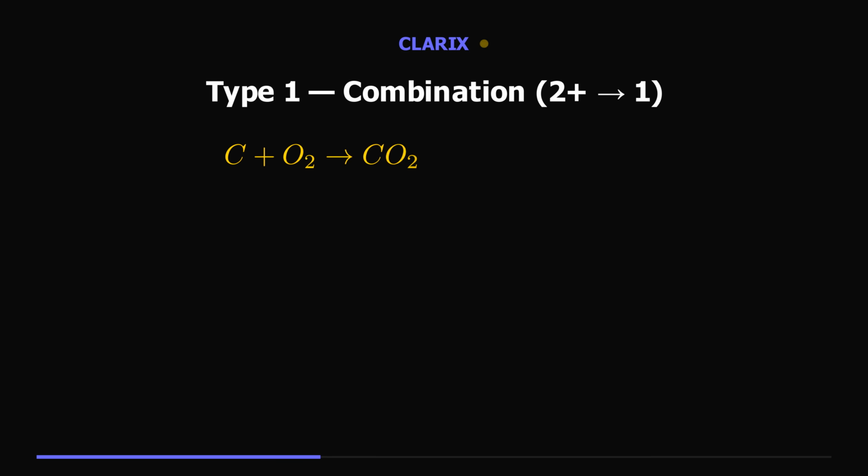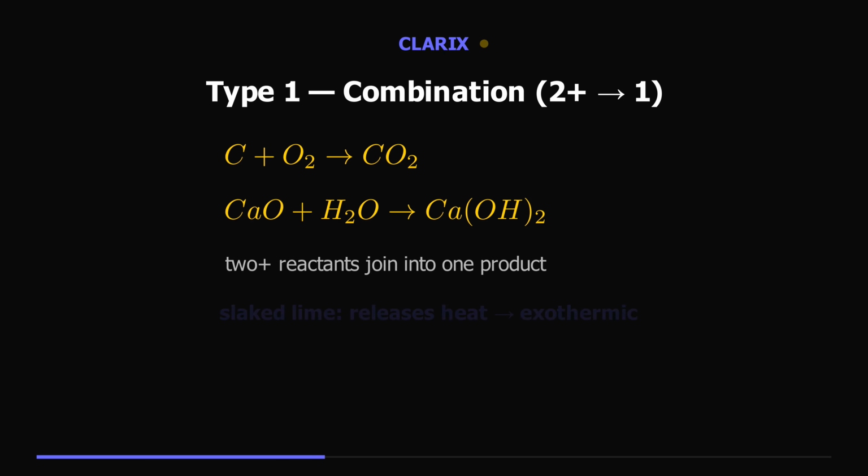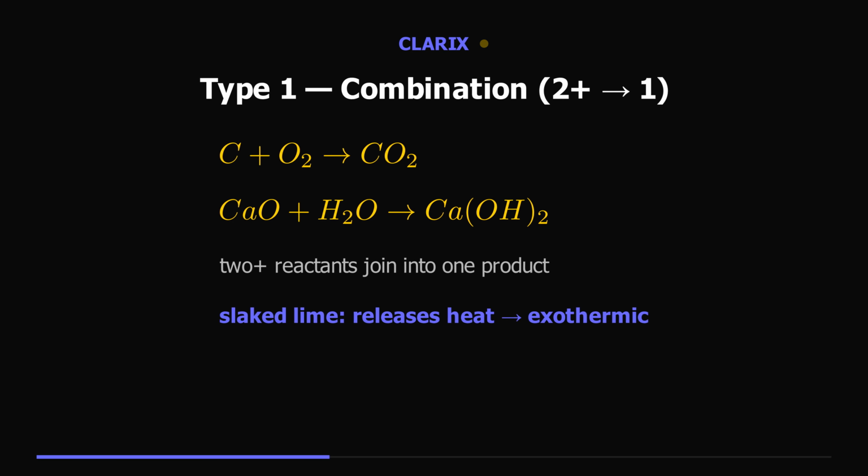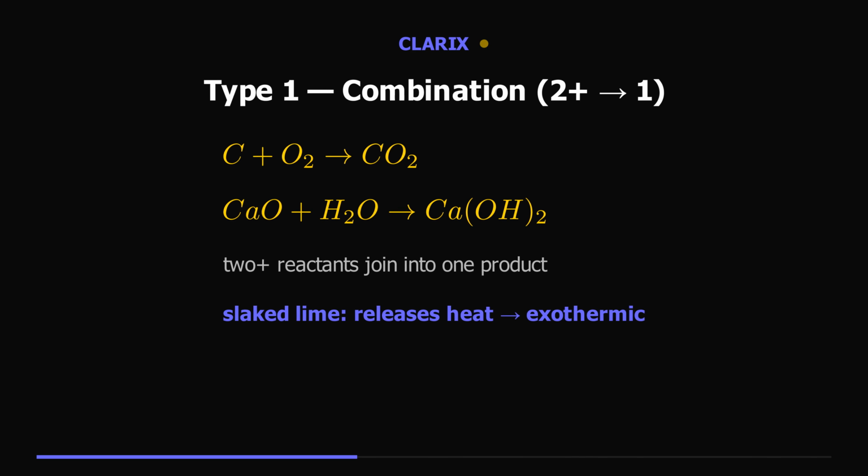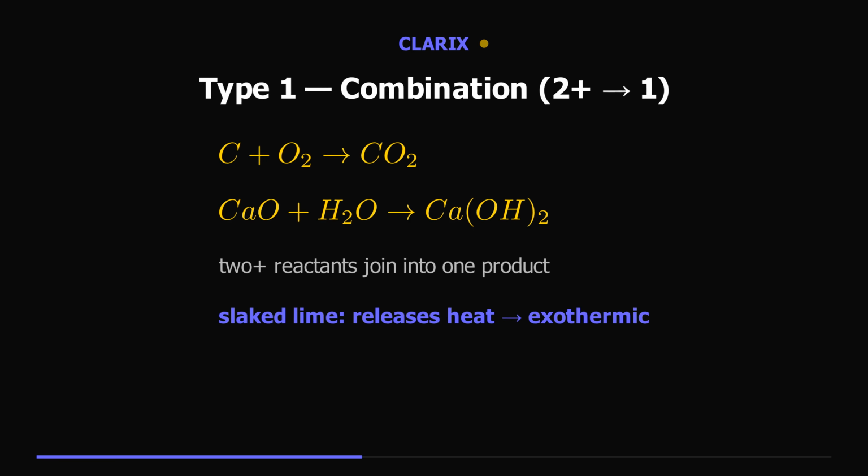Reactions come in 5 handy types. Type 1, combination. 2 or more reactants join to form a single product. Carbon plus oxygen gives carbon dioxide. Calcium oxide plus water gives calcium hydroxide or slaked lime, and that one releases a lot of heat, so it's exothermic. 2 things in, 1 thing out, that's combination.